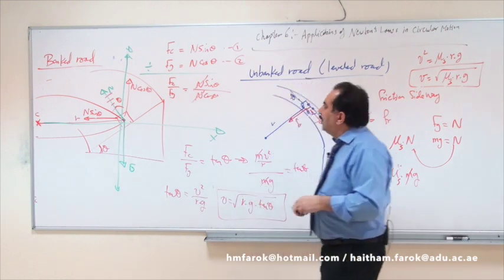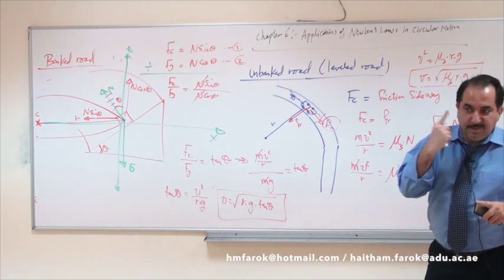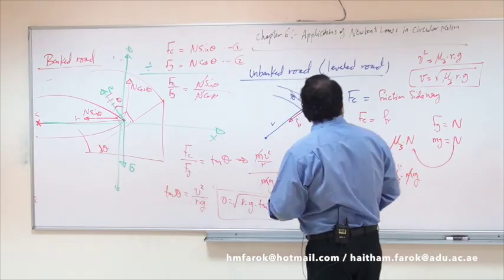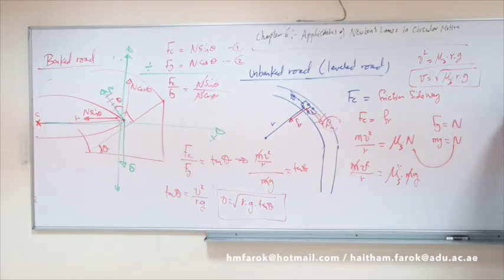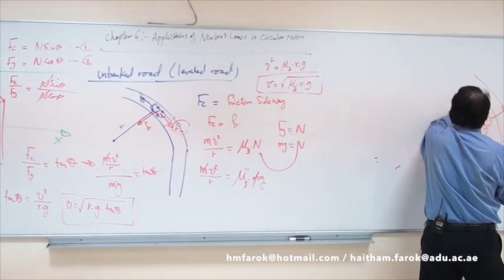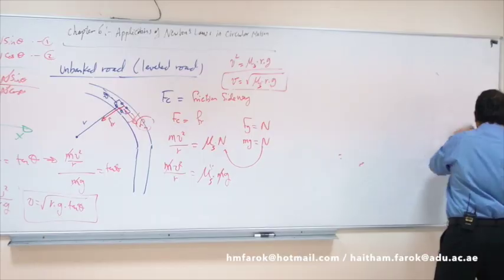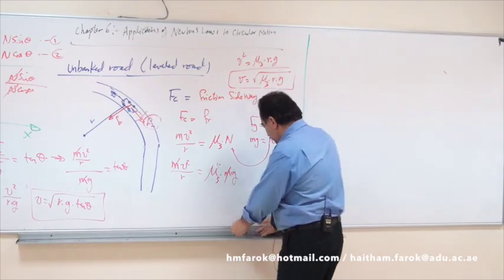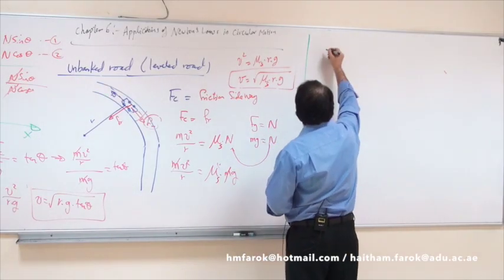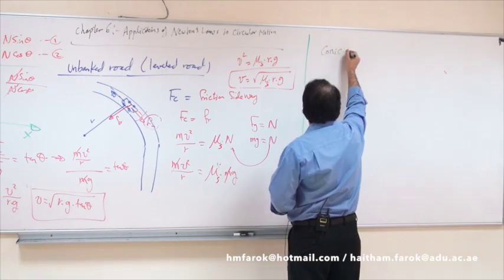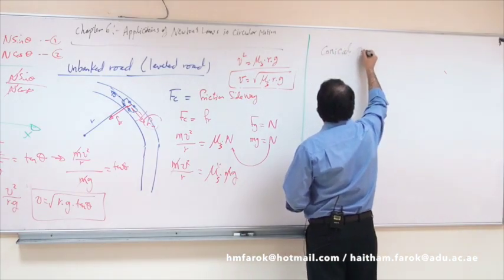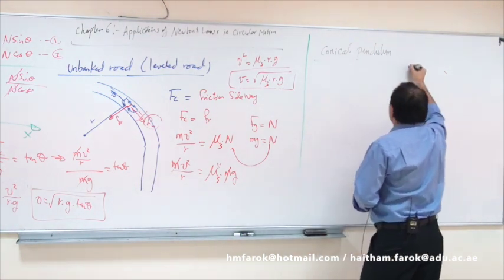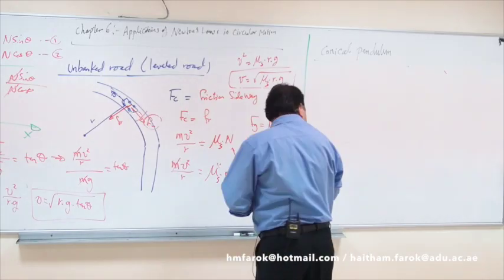So this was the second example, or third example. I gave you tension, horizontal, and banked road. Now, the third example of horizontal circular motion: conical pendulum.